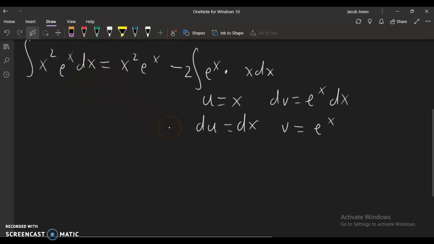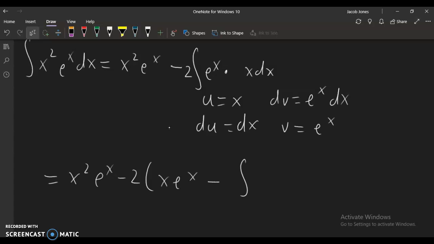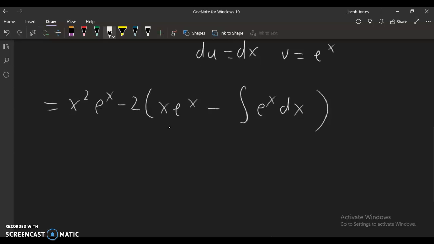So now what this means is that this whole integral up here is equal to x squared e to the x minus 2 times, and this is where the integration by parts we just did comes into play, x e to the x, because v times u, or u times v in this case, minus the integral of our v value times our du value, which is just e to the x dx. And hey, we've been doing the integral of e to the x dx this whole time, so we know what that integral is. So this is now broken down to a simple integral, and then we can just go ahead and solve it.